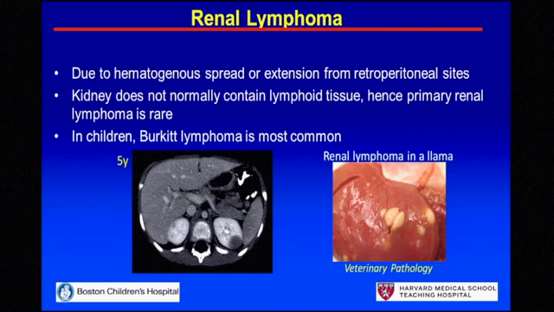Renal lymphoma is rare. Generally, you get this condition as hematogenous spread or extension from retroperitoneal sites. The kidney does not normally contain lymphoid tissue, so a primary renal lymphoma is very rare. If you see renal lymphoma in children, it tends to be a Burkitt lymphoma with multifocal masses within the kidney, as here. This is something that's treated with chemotherapy, so you generally don't have pathologic specimens, so I've shown you an example from a llama.